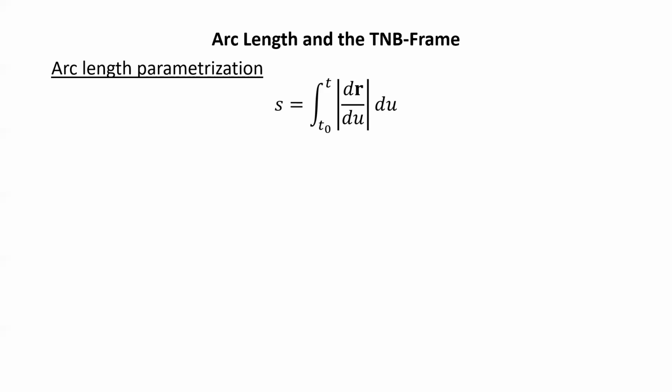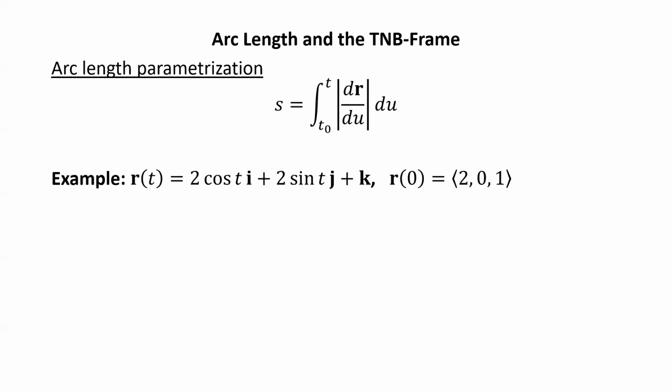Also, we changed the name of the dummy variable from t to u because t is already being used as the upper limit. But the dummy variable u doesn't actually appear in the computation, so it doesn't matter whether we called that t or u. Okay, let's try an example.